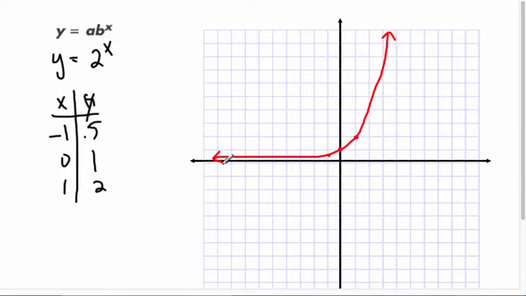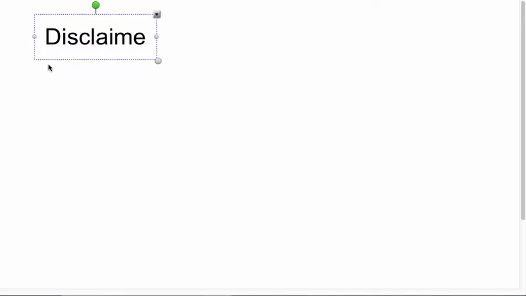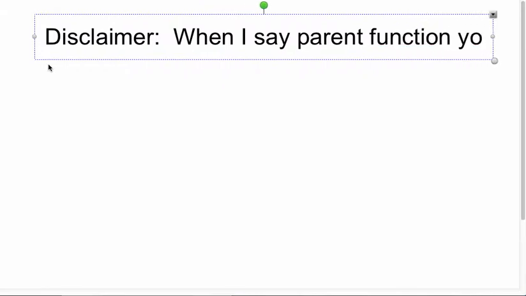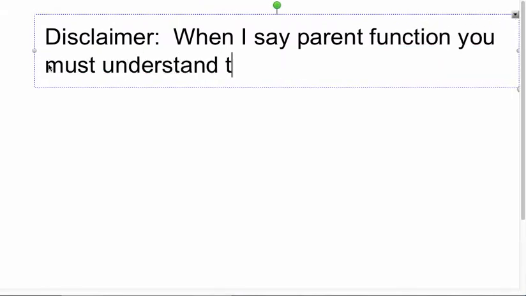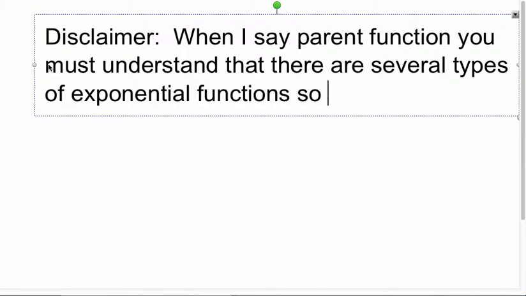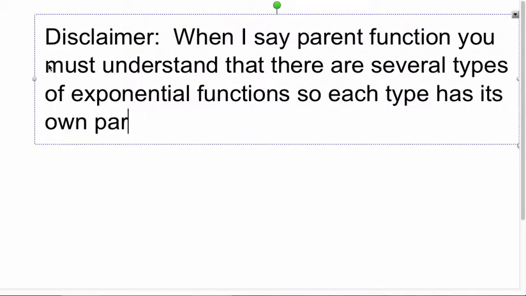Now, I said earlier that I have a disclaimer, so let me make sure I make clear what my disclaimer is. When I say the parent function, so let me actually type this, disclaimer. When I say parent function, you must understand that there are several types of exponential functions. So each type has its own parent, if you will. Let me put that in quotation marks.